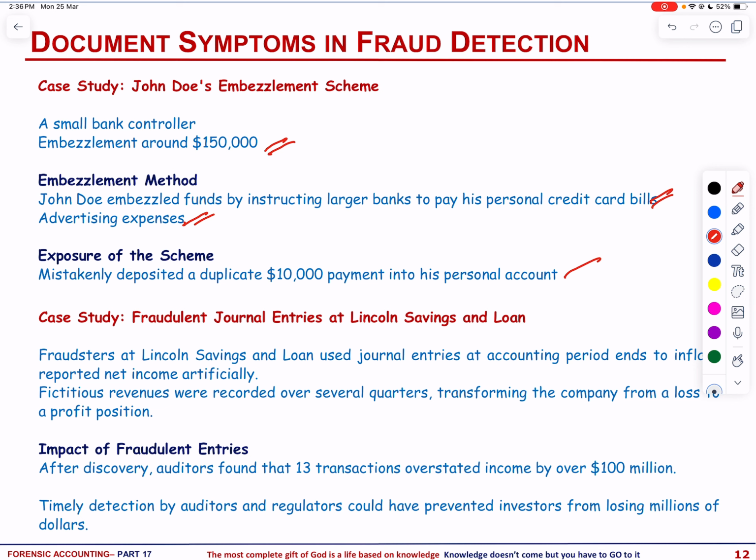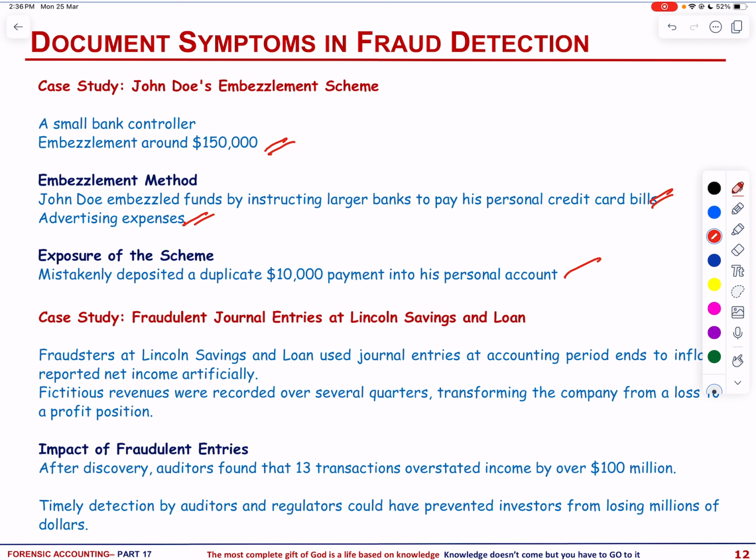If someone had questioned the unsupported journal entries, John's fraud would have been exposed. However, if John hadn't been overly greedy, his fraud might have gone undetected indefinitely. Thus, internal controls, oversights through documentation, and verification processes are integral to preventing and detecting fraudulent activities.